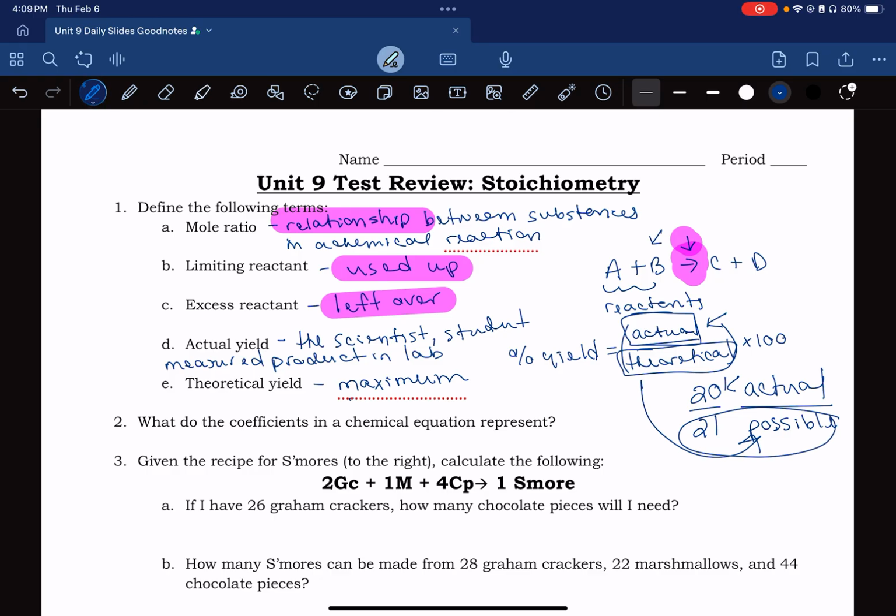Okay. So every single time we're doing that gram to gram calculation, we are trying to figure out what is the maximum I could possibly get out of this reaction. And then the actual is how much we are actually getting out. And so the result is some percentage of what we could have gotten, just like your grade is some percentage of what you could have gotten. Okay, so maximum, that might be something that you would see. I'm going to think about some more of these.